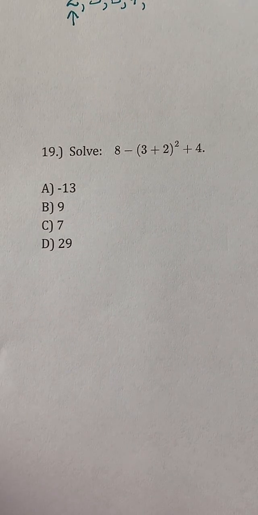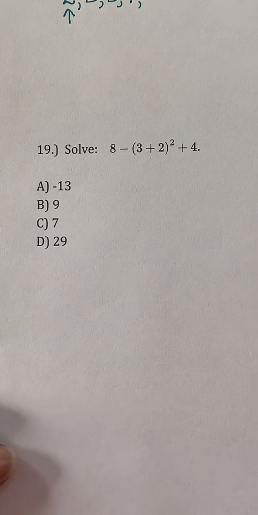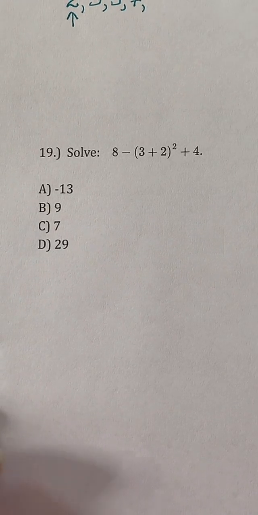So 2 more. Let's do this. Let's solve. I should really say simplify, so I'll correct that. So we have 8 minus (3 plus 2) squared plus 4. Is our answer going to be A, negative 13, B, 9, C, 7, or D, 29? Okay, I'm going to change that from solve to simplify.